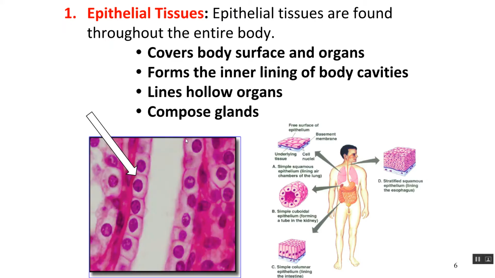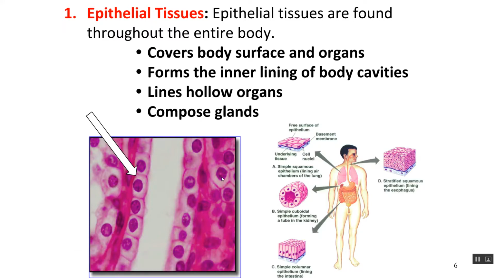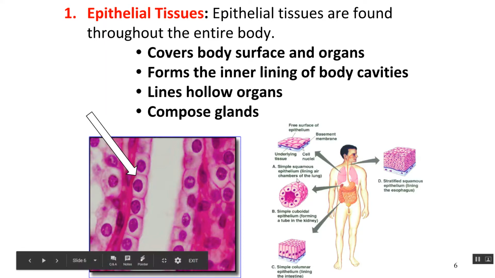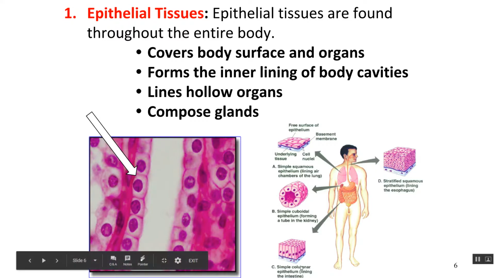Right, so here is a picture. This is an example of epithelial tissue, right here on this side and this side. Okay. So again, just a little more examples. We're going to be going over simple cuboidal. They help form tubes. We have stratified squamous. That is going to be in part of your esophagus. Simple squamous. Squamous is a shape. And simple columnar. So we're going to be going through all of these.